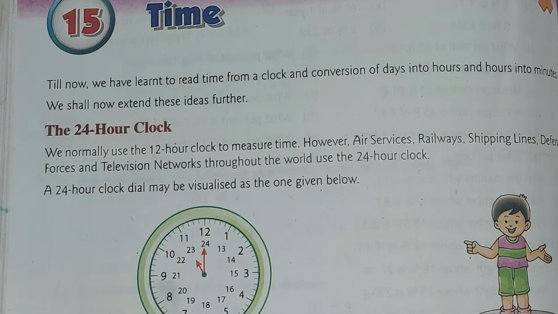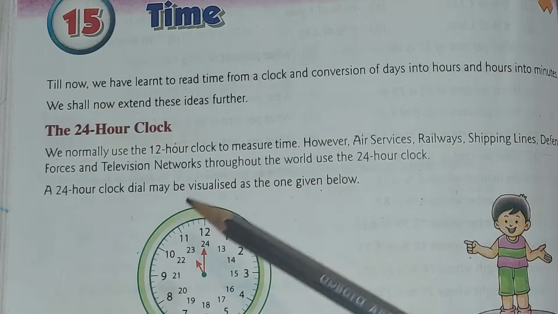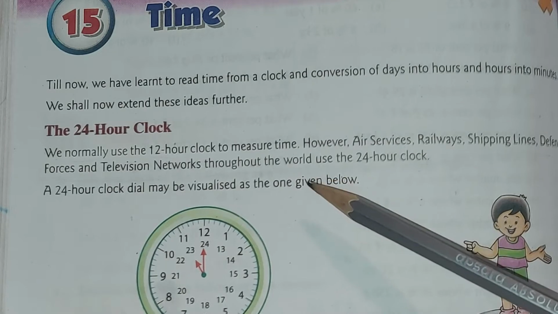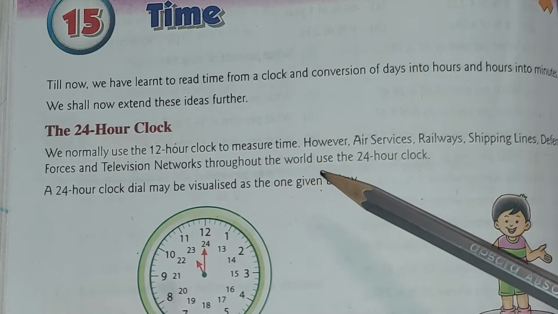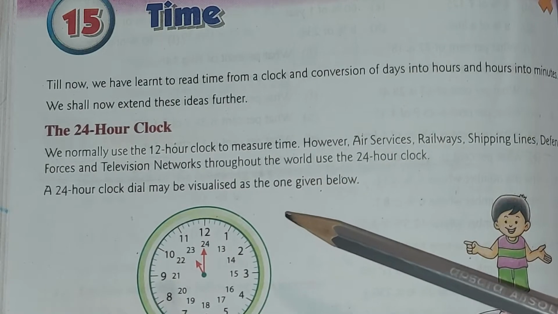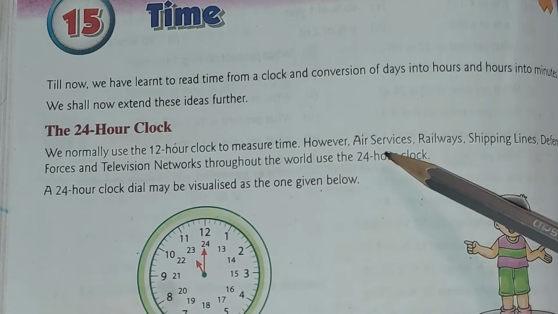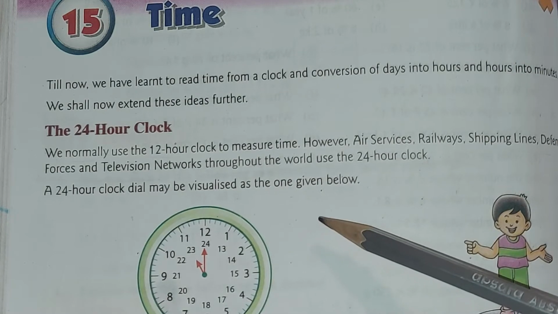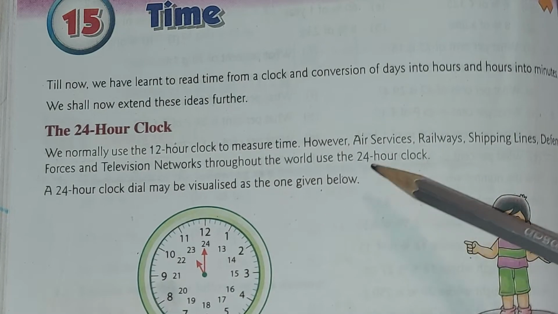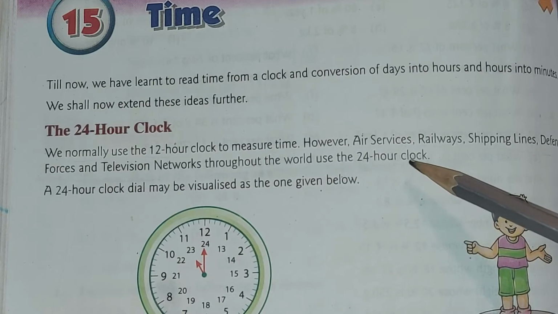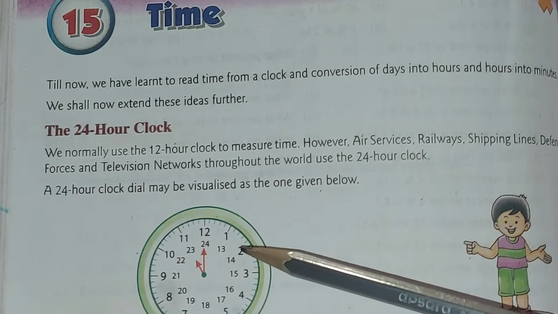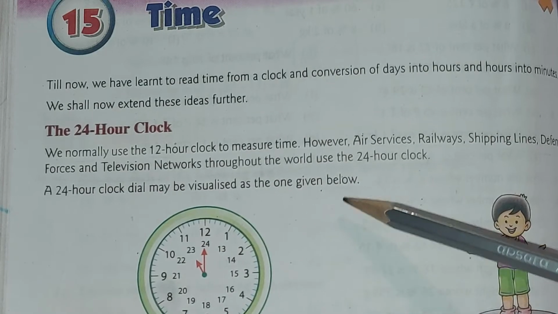So first I'll take the 24-hour clock. We normally use the 12-hour clock to measure time. The clock that we use at our home shows 12-hour clock time. However, air services, railways, shipping lines, defense forces and television networks throughout the world use the 24-hour clock. The 24-hour clock dial may be visualized as the one given below.